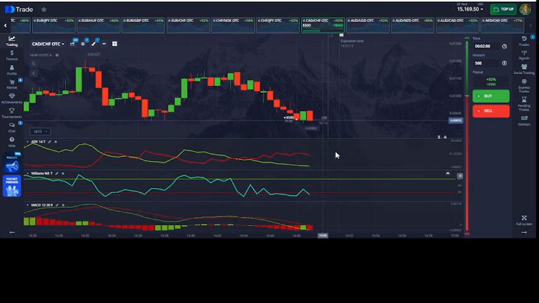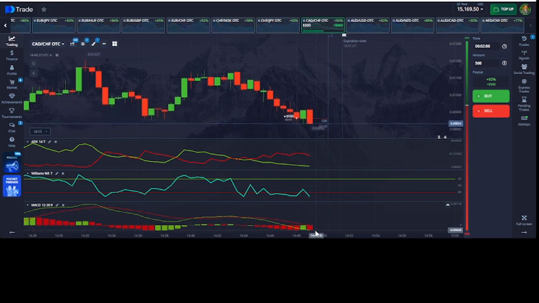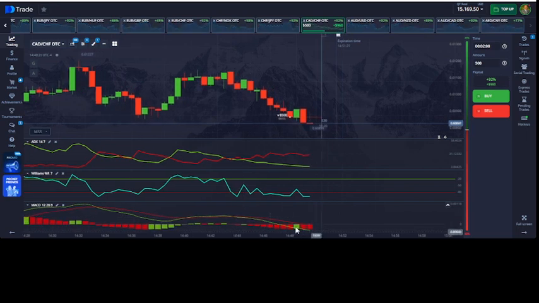So then we also look at the MACD line here, the MACD histogram, and that's telling us, if we look at the lines here, they're sloping downward.